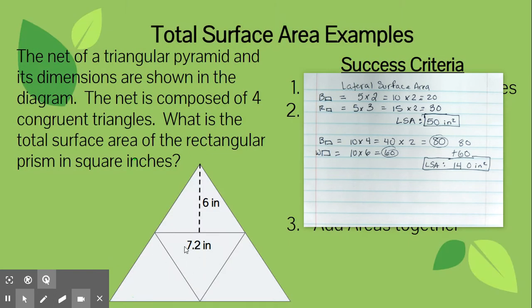Okay, and then on this one, same thing, triangular pyramid, and they're all congruent. So I would find the area of the triangle and then multiply by 3, because there's only 3 triangles without the base. Okay, and that's all you got to do. Pyramids are a little bit easier than prisms.